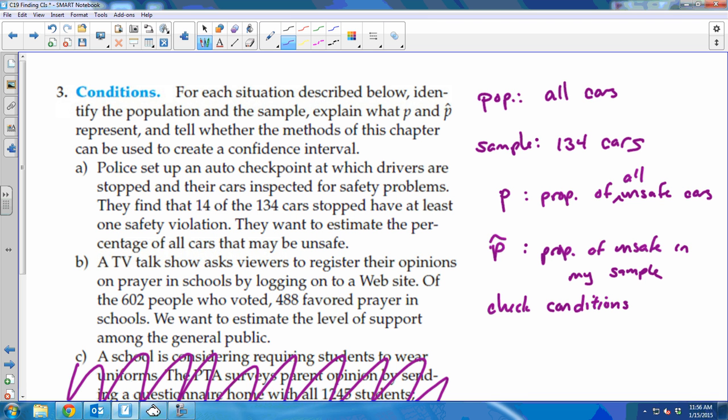Is 134 cars less than 10% of all cars? Definitely. That's not a problem at all. Then for sample size, I needed to use success failure. Right now, I don't have a p-hat because they don't give it to me, but they do give me the information to find p-hat. How do you find p-hat? Right. P-hat's just a sample proportion. So a proportion is just a percentage. So 14 divided by 134 is 10.5%.